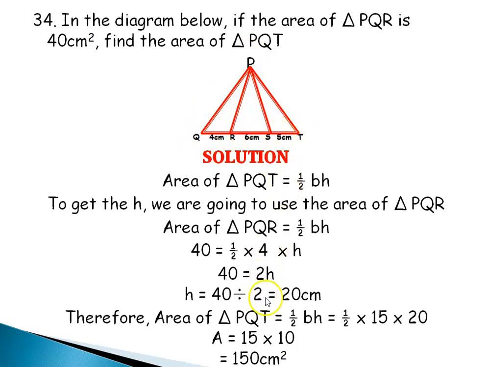Now that we know the height, we can find the area of triangle PQT. 1/2 times the base. This is the base. You have to add this 3. 4 plus 6 is 10. 10 plus 5 is 15. So 15 multiplied by the height, the same height, 20. 2 here 1, 2 here 10. 15 times 10 is 150 centimeters square. So this is the area of triangle PQT. Is that taken? Good.